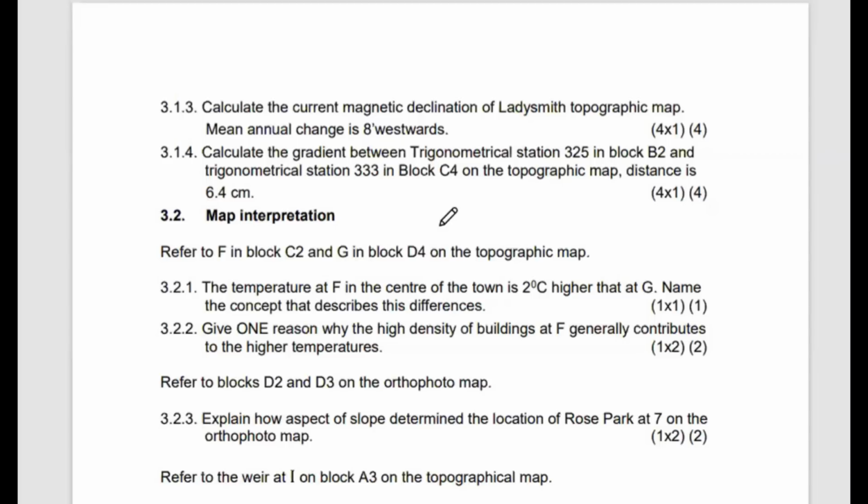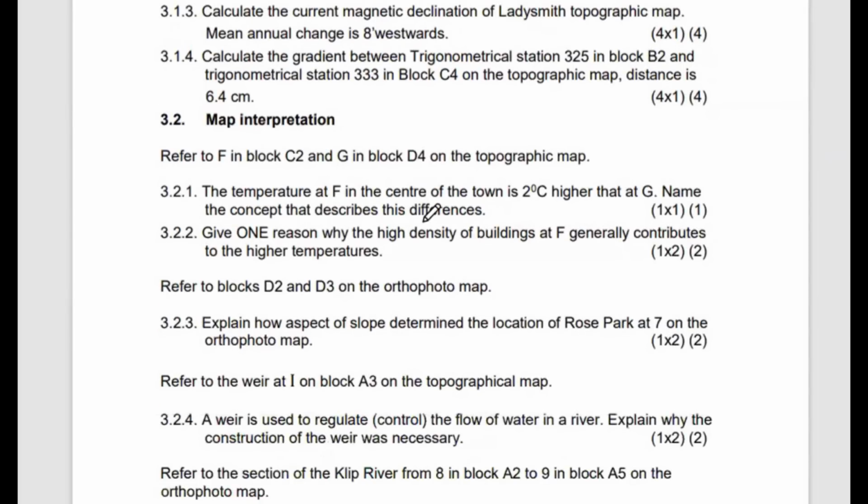minus the year on the map. Then you need to get your total change. You multiply the mean annual change by the number of years. You follow the steps of calculations. Then calculating gradient between trigonometrical station 325, B2, and trigonometrical station 333 in block C4.